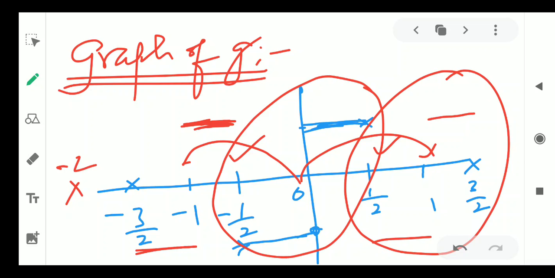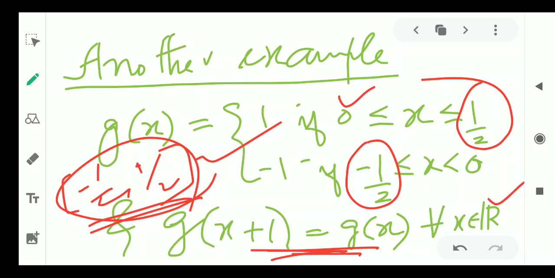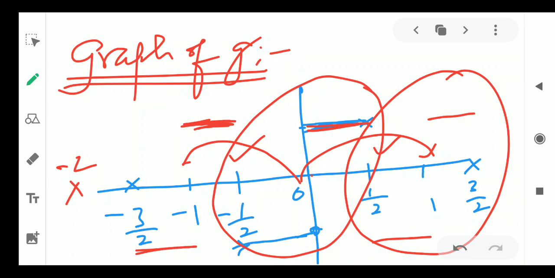So what is the value of 0? It is defined like this. At 0 it is 1. For all values between 0 and a half, it is 1, 1, 1. And for all values between minus a half and 0, it is minus 1. So only two values: plus 1, minus 1. Plus 1, minus 1, like that it goes.